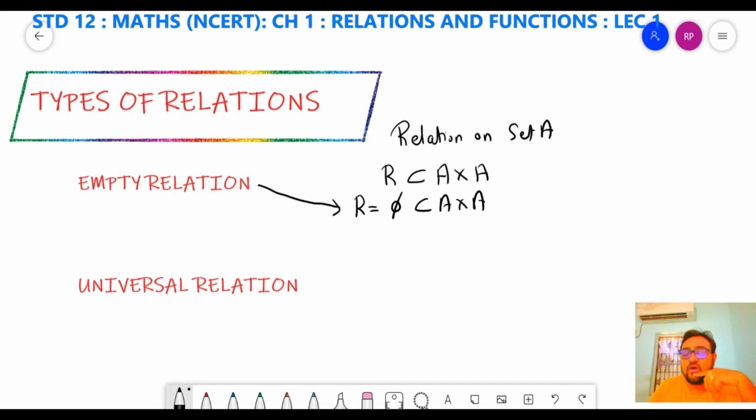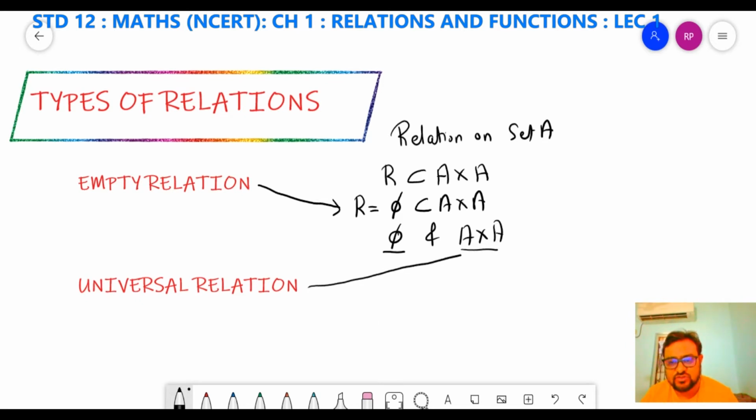Clear? Now, universal relation. See, there are two extremities. One is phi and another is A cross A. Phi, that is the null set, this relation is called the empty relation, and A cross A is called the universal relation. Okay, so A cross A will be the universal relation.